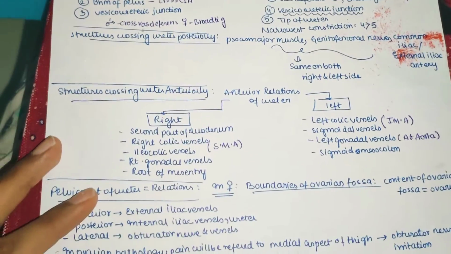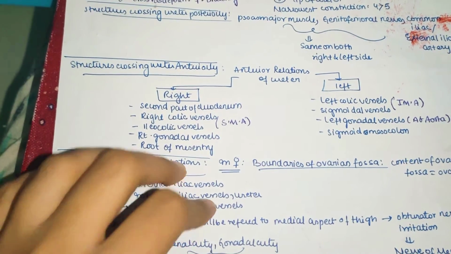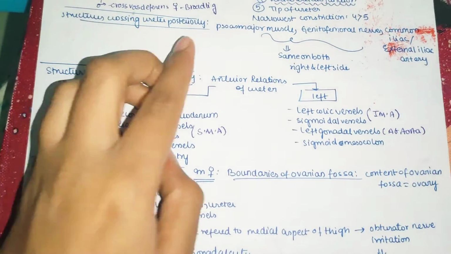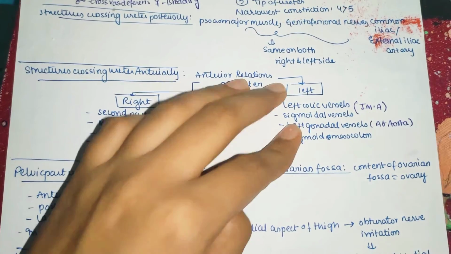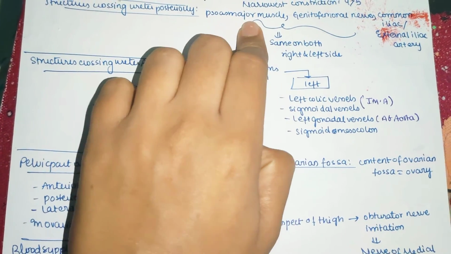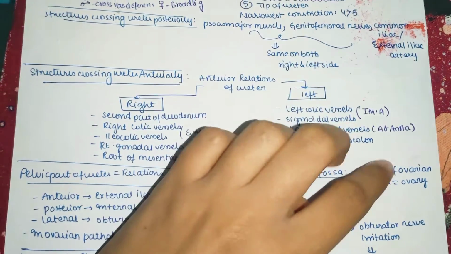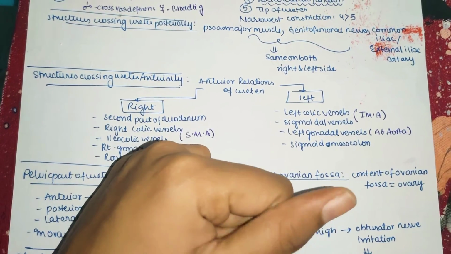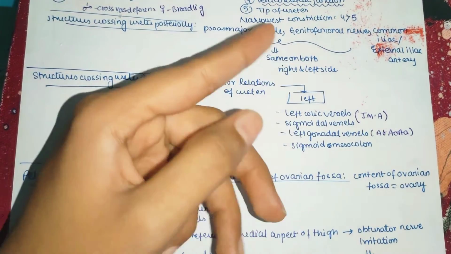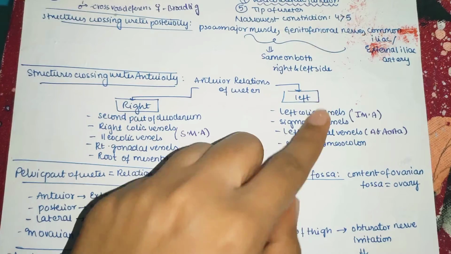Now coming to the structures crossing the ureter posteriorly. So posterior to ureter you have psoas major muscle. You have one nerve which is piercing the psoas major, that is genitofemoral nerve, and also you have the common iliac or external iliac artery. So this is also same on both right and left side.